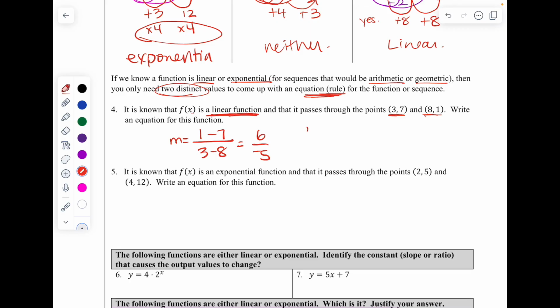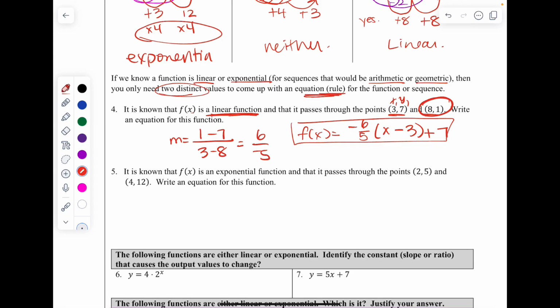Well, we know this function is the slope times x minus x1, here's our x1, plus y1. And there's our function. We can also say that if you wanted to use our second point, you could say f of x is also negative 6/5 times x minus 8 plus 1 as well.